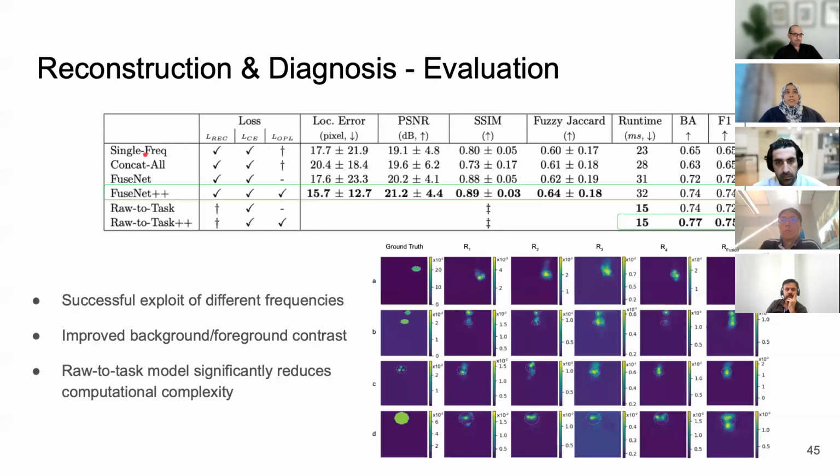Evaluation results on the synthetic dataset show successful exploitation of different frequencies, whereby contrasting a multi-frequency model to a single frequency model, we see improvement in terms of localization and different parameters, basically. And looking at qualitative results, we see improvement in terms of foreground versus background contrast when using multiple frequencies. Looking at the raw-to-task model, we see significant reduction in computational complexity when the model design is dedicated to the end task.